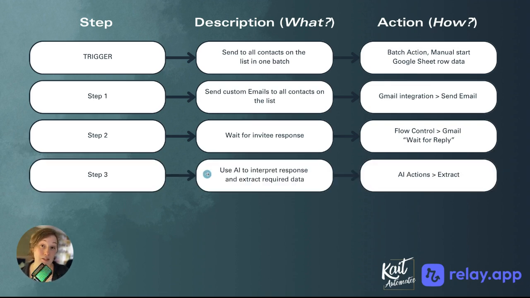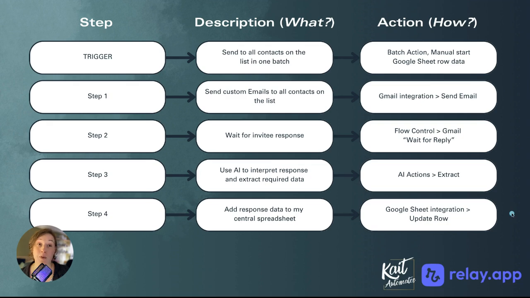We're going to use the built-in AI function for extracting data to look at their email response and extract what we need based on what they've said. It sounds like magic, too good to be true, but I promise you it's not. So stay with me to find out how. Within Relay, we're going to use an AI action called extract for this.